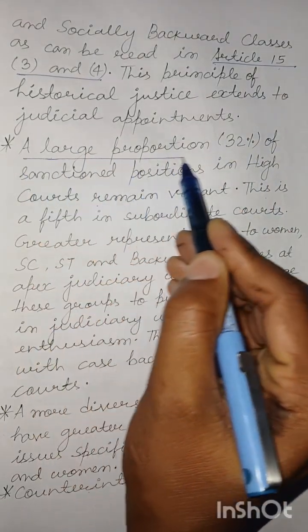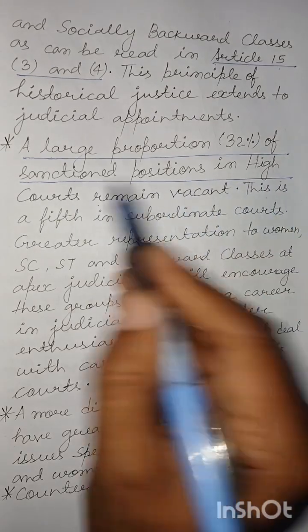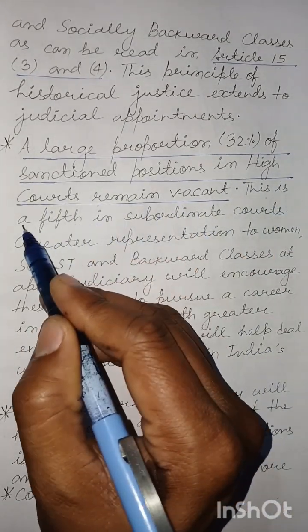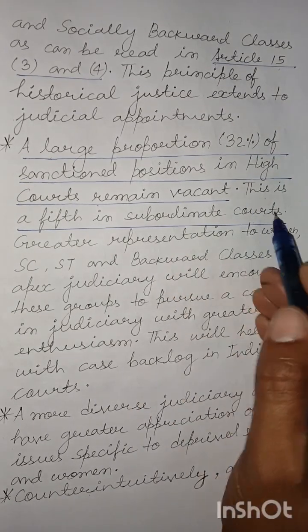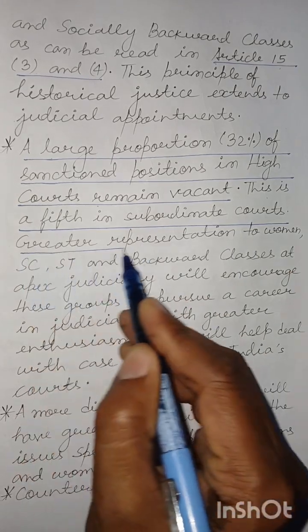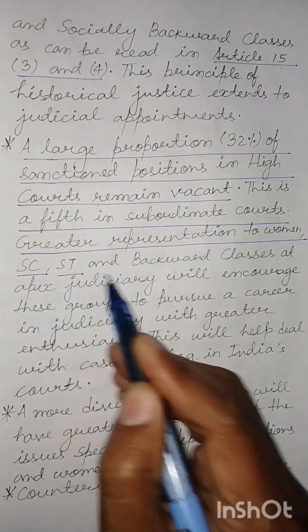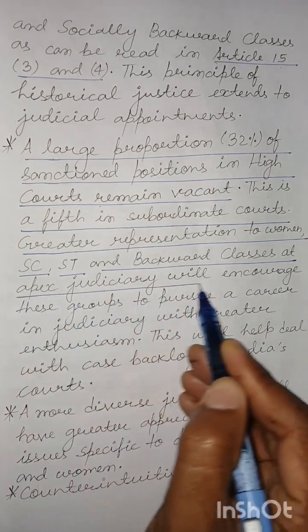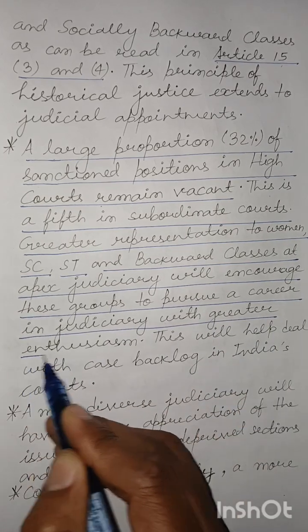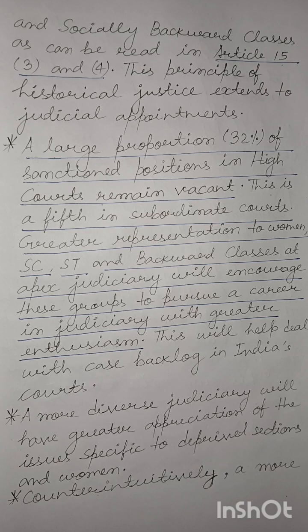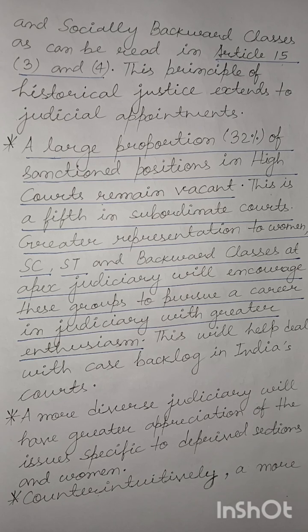Moreover, a large proportion, almost 32% of the sanctioned positions in high courts, remain vacant. In subordinate courts, almost a fifth of the sanctioned posts remain vacant. Greater representation of women, scheduled castes, scheduled tribes and backward classes at the apex judiciary will encourage these groups to pursue a career in the judiciary with greater enthusiasm. That is, it would signal to them that they can actually hope to join the highest echelons of the judiciary in India. That would serve as a motivation for people from these deprived sections, or for that matter women, to join the judiciary.